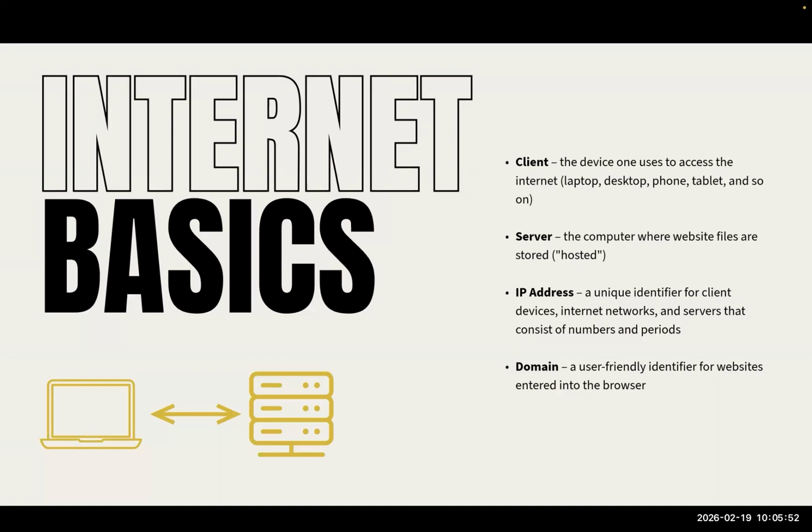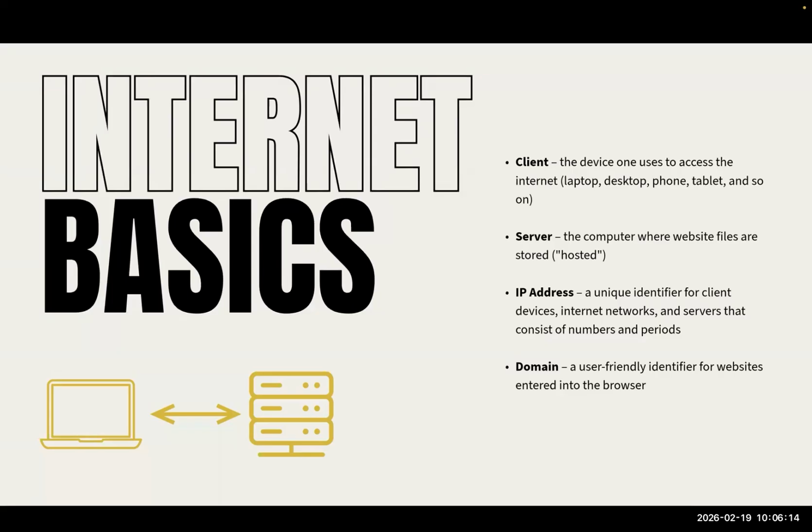You'll typically go to a browser, like Google Chrome, Bing, or Yahoo, and you enter what's called a domain name. This is a user-friendly identifier for websites. Think of usc.edu. Our website is annenbergdl.org, and there's google.com. Those are all domain names.